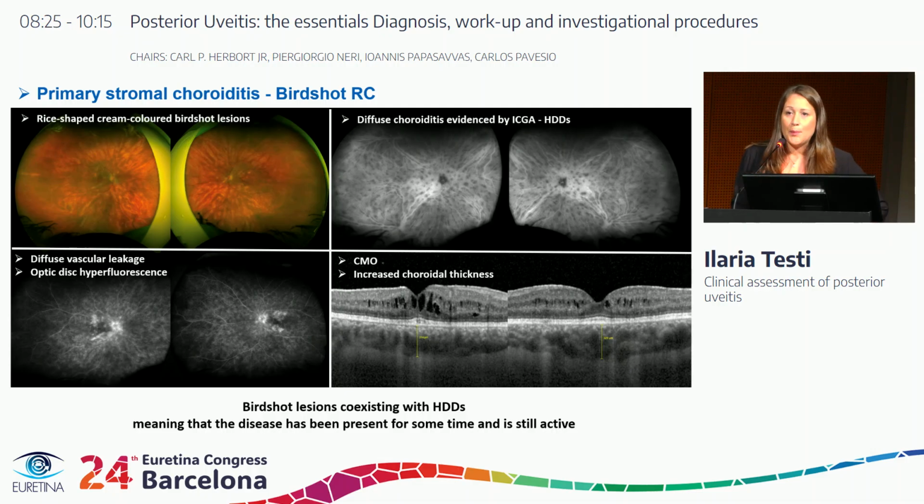When you see the clinical phenotype on the top left, this means that the disease has already been going on for quite a while. The disease is chronic and has not been treated, uncontrolled. Why? Because you are seeing this typical rice-shaped cream-colored lesion known as birdshot lesion. This has already given the typical depigmentation of the fundus. Keep in mind that these depigmented lesions do not correspond to the active lesions that you are seeing on the ICG.